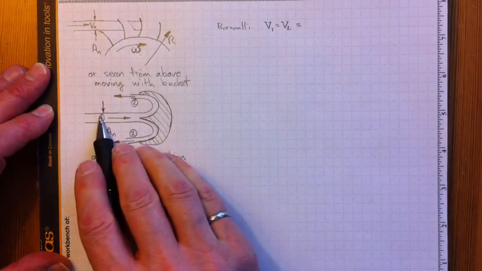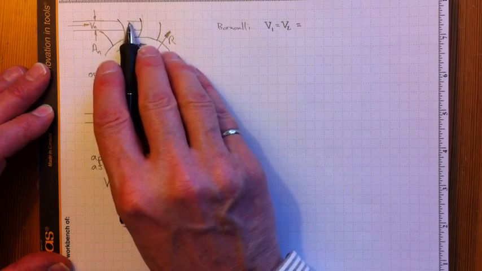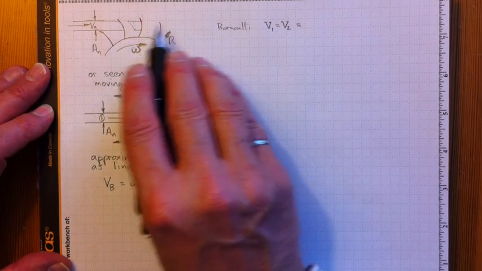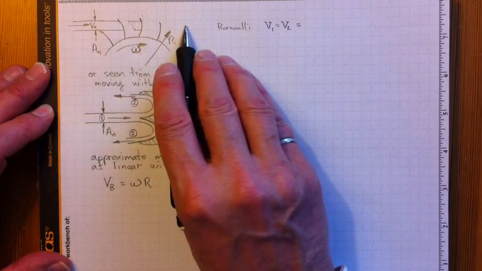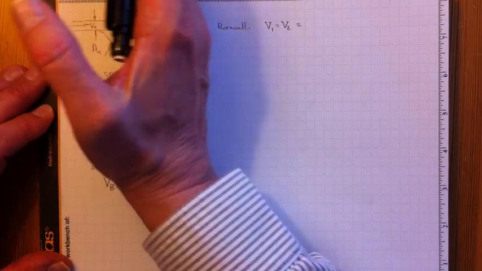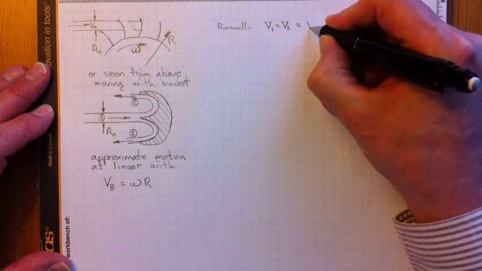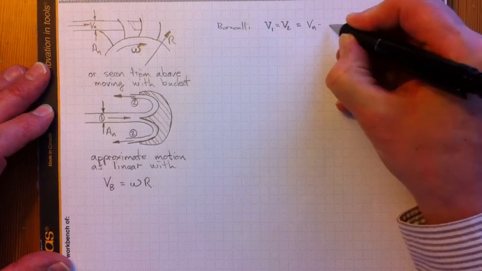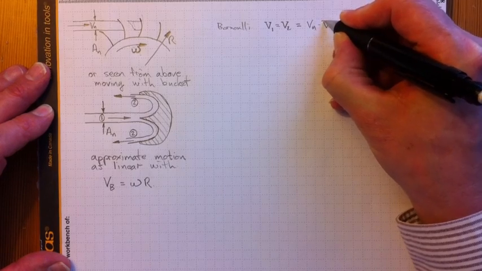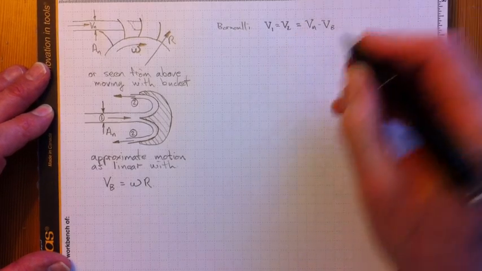And the velocity coming in here is the nozzle velocity minus the velocity of the blade. If the blade was moving away at the same velocity as the water coming out of the nozzle, then the relative velocity would be 0. So it's the nozzle velocity minus the velocity at which the blade is moving away from the fluid coming out of the nozzle.